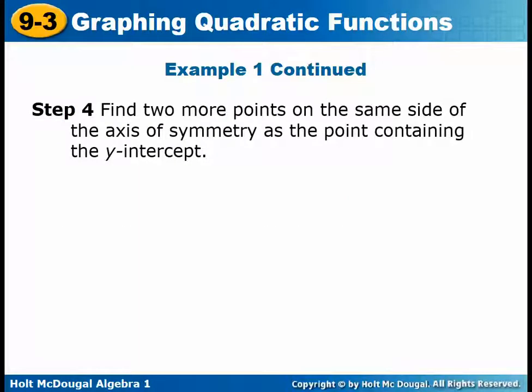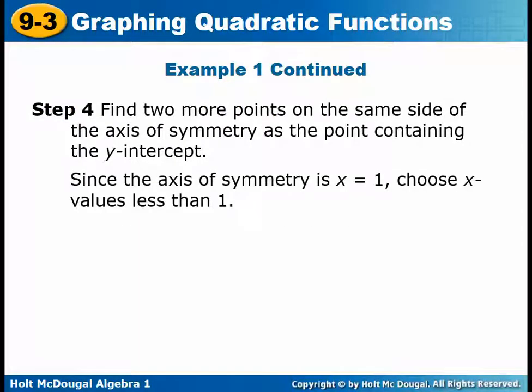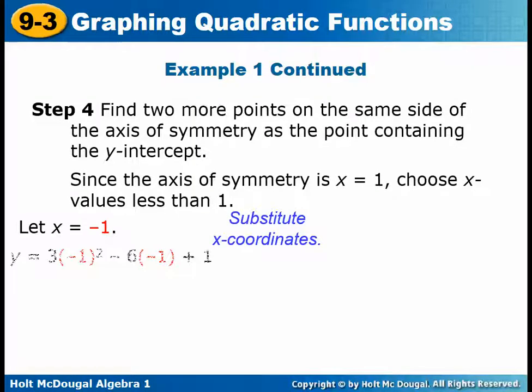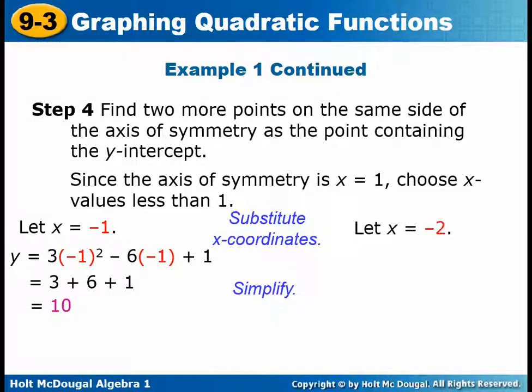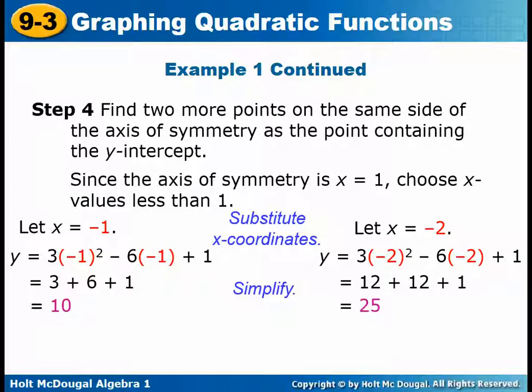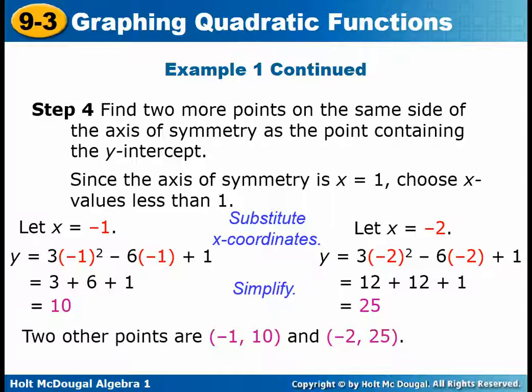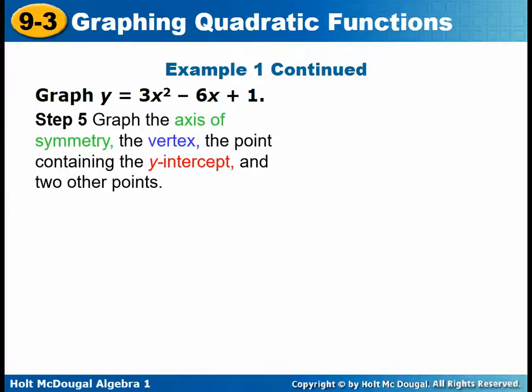We can find two more points by plugging in some values. It's a good idea to find them on both sides of the axis of symmetry. So here they are finding another point. At x equals -1, they got y equals 10. Then they use x equals -2, and they got y equals 25. So they've got a couple more points.